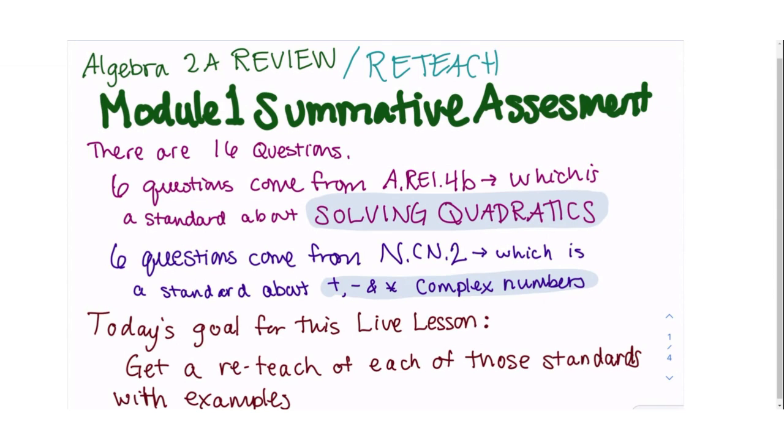The first one, A.REI.4b, is basically the standard about solving quadratics. And then the other one is the N.CN.2. In fact, it stands for numbers, complex numbers, 2, like the second standard, which is about adding, subtracting, and multiplying complex numbers. So A stands for algebra, and I don't remember what REI stands for. I'll look it up later if it's important to you.